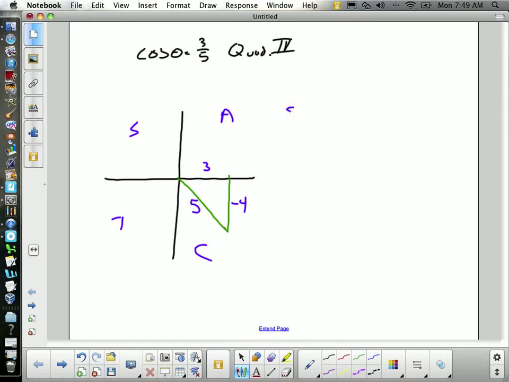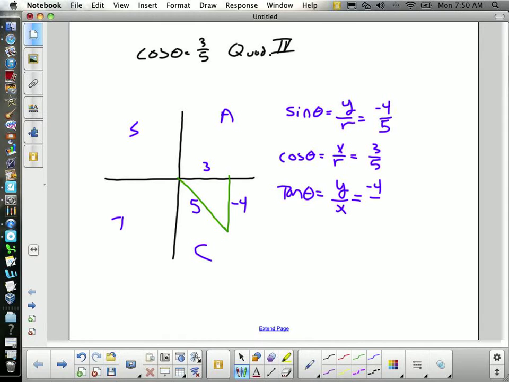So again, sine theta is y over r, negative 4/5. Cosine of theta we were given, but I'll just do this anyway, is 3/5. Tangent of theta is y over x, not x over y. I get some people who flip those. Tangent has the y on top. It's like slope, which would be negative 4/3.